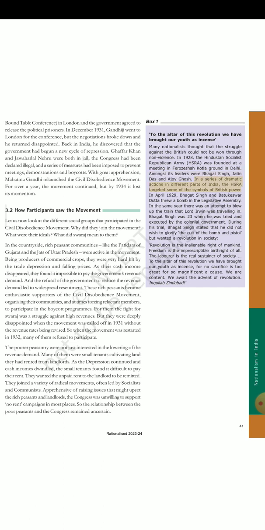In a series of dramatic actions in different parts of India, the HSRA targeted some of the symbols of British power. In April 1929, Bhagat Singh and Batukeshwar Datta threw a bomb in the Legislative Assembly. In the same year there was an attempt to blow up the train that Lord Irwin was travelling in. Bhagat Singh was 23 when he was tried and executed by the colonial government. During his trial, Bhagat Singh stated that he did not wish to glorify the cult of the bomb and pistol, but wanted a revolution in society.